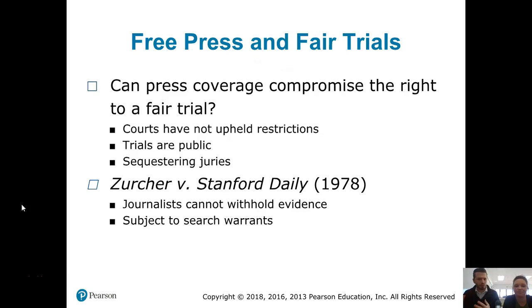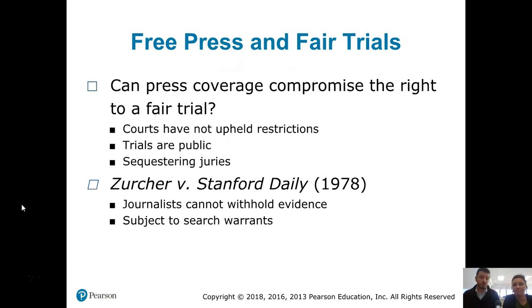A lot of times in crime shows and stuff like that, you'll hear people talk about how their sources are confidential, journalist privacy. They can't do that. If journalists are found to have evidence, they have to give that to authorities, or they could be held in contempt of court, I believe.